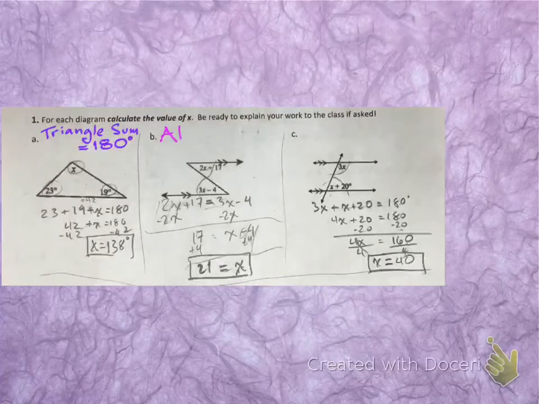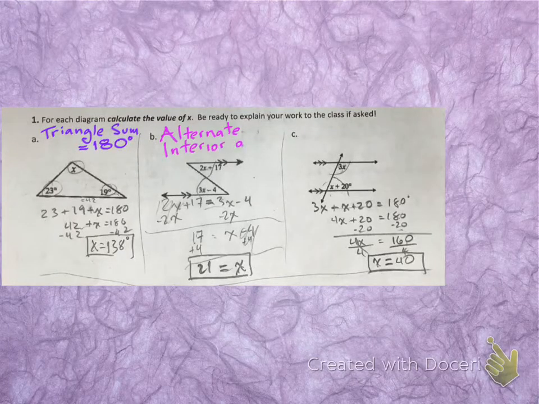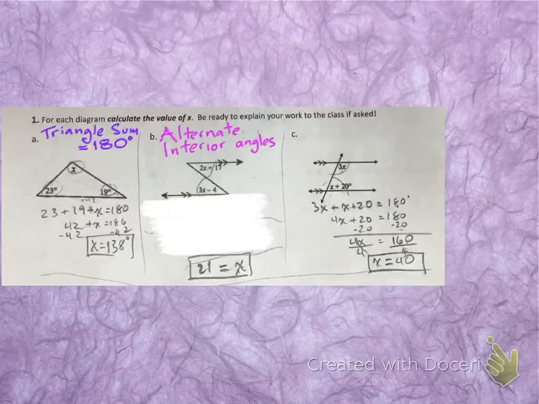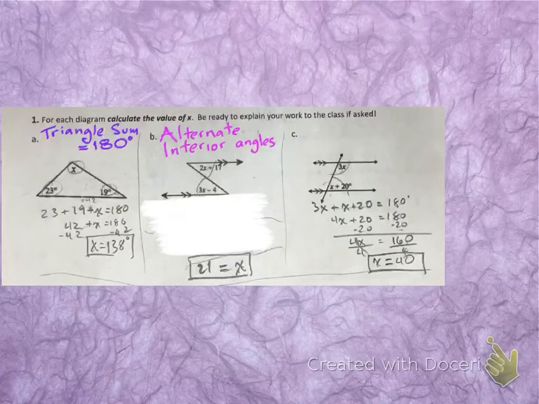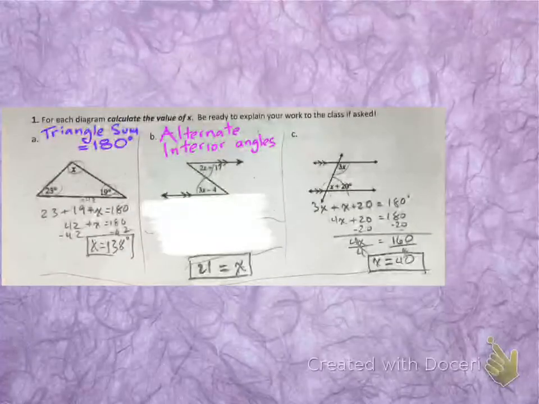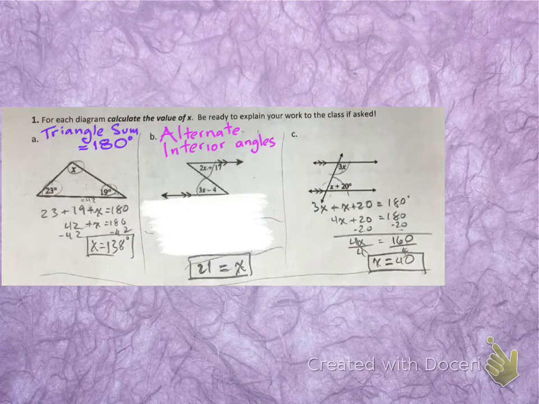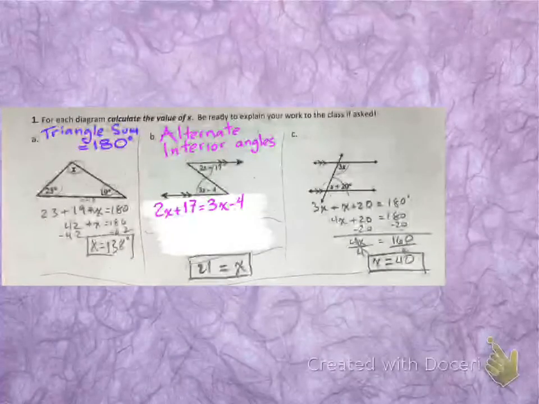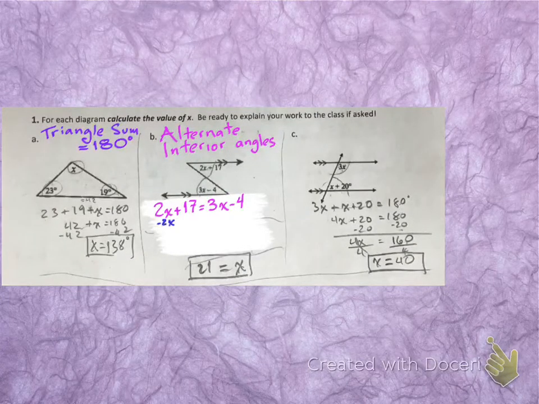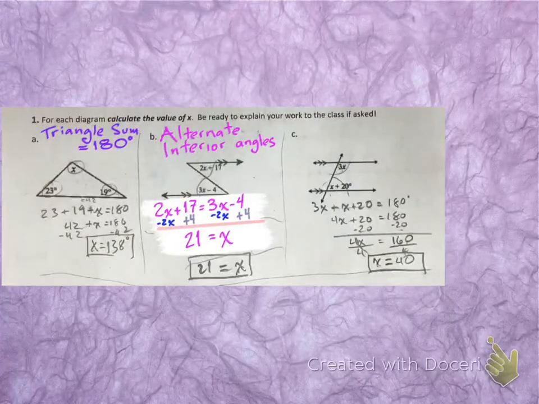All right. Next one, those two angles in that diagram are alternate interior angles, and I thought my work was a little sloppy, so I thought I'd start over. So in the first set, we write the equation of those two angles being equal to each other, and it's a pretty easy equation to solve. What I did, I added or subtracted 2x from both sides, then I added 4 to both sides, and you get your answer: 21 equals x.